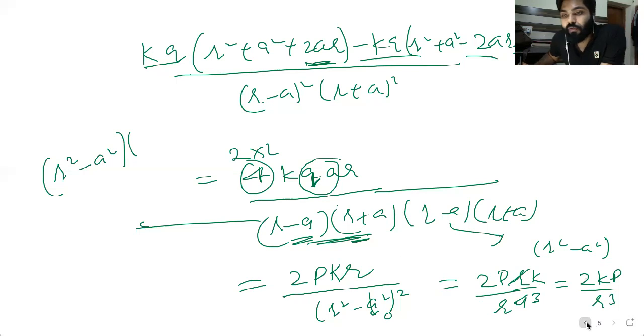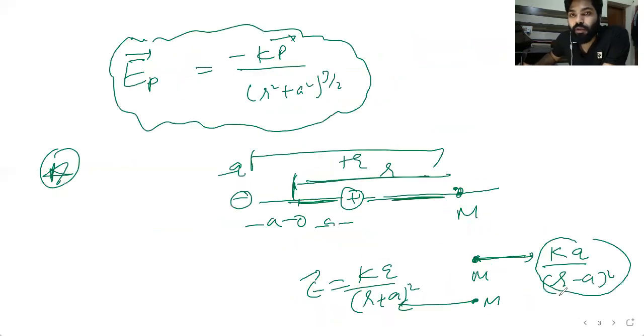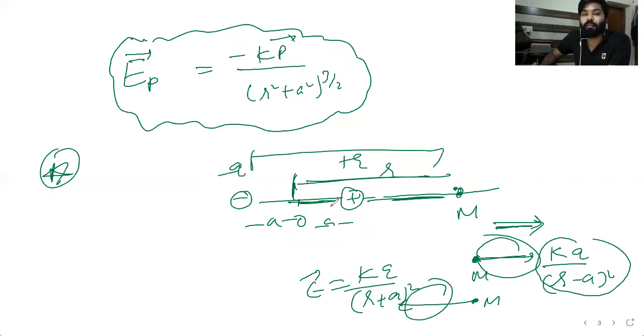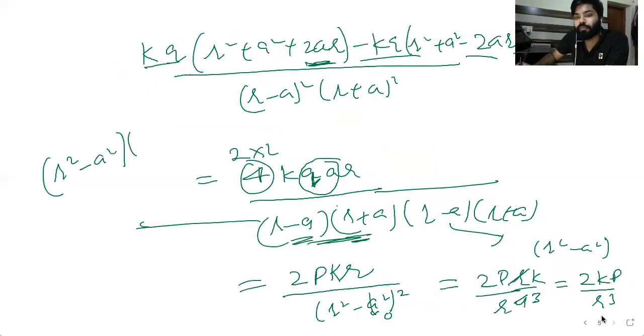So the electric field at point M is in the direction of right, because this electric field is bigger than this one. That's why the resultant will come out in the direction of right, and the direction of the dipole is also rightward. So both the electric field and dipole are in the same direction. That's why I'm putting the same sign over here. This is our required answer.